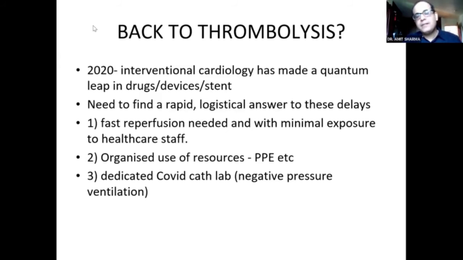So that got us thinking that maybe we go back to where we came from and think about a pharmaco-invasive approach, where we thrombolize this patient first and then we get our act together, make time available, everything, see the COVID swab report and then take this patient up for an invasive strategy or for an angioplasty.